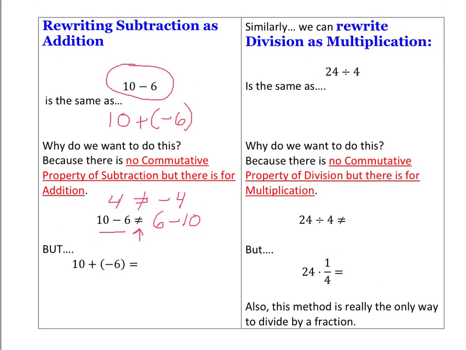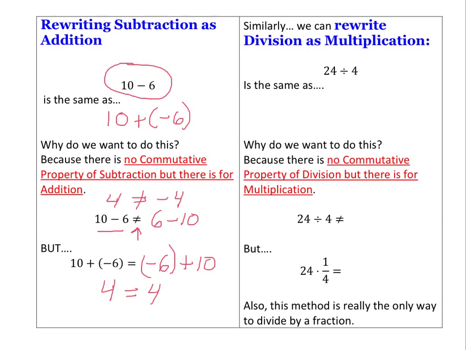However, when we use addition, there is a commutative property of addition. So if we rewrite 10 minus 6 as 10 plus a negative 6, we can switch the order of these terms and get equality. So negative 6 plus 10 certainly does equal 10 plus a negative 6. Both sides of this equal sign equal positive 4. The reason why I talk about this is because there's a very similar situation with multiplication and division.